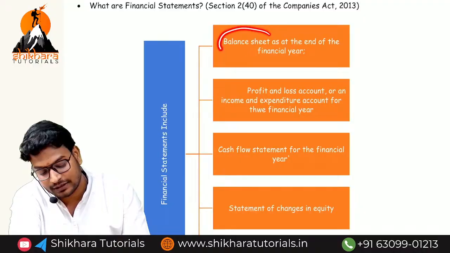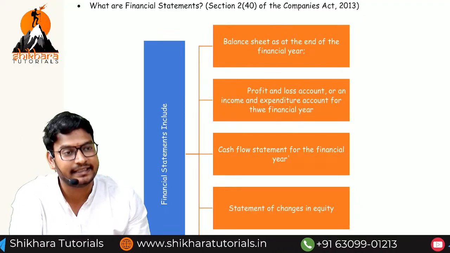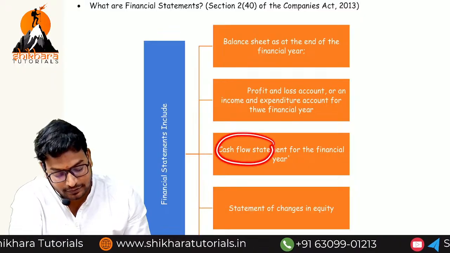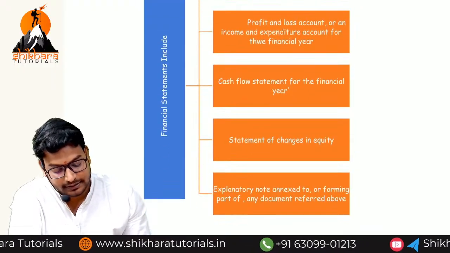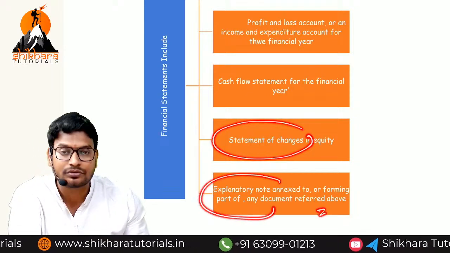First one is the balance sheet. Next, the profit and loss statement. Next, the cash flow statement. Next, the statement of changes in equity. And the explanatory notes, nothing but notes to accounts.